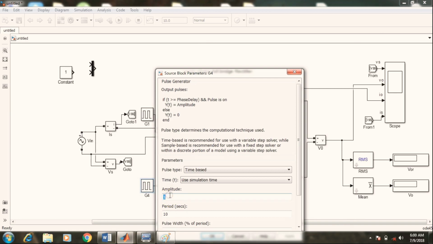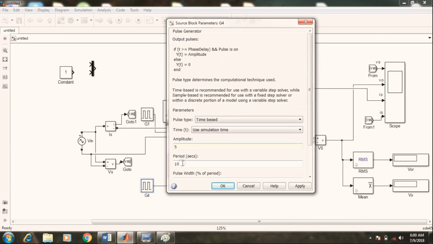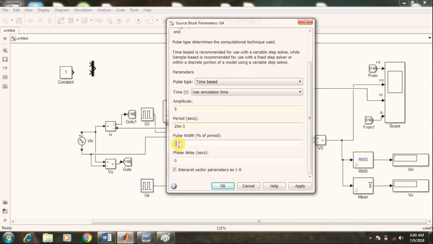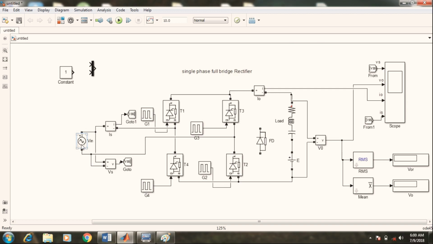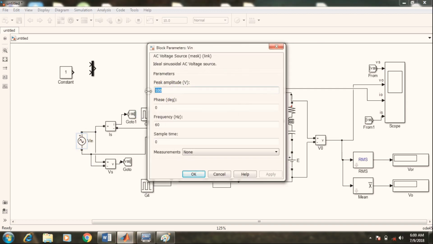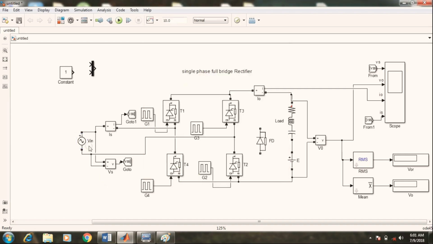For G4 also the same: 5, period is 20 e minus 3, pulse width 20, phase delay 11.66 milliseconds. Apply. Next, what is the supply peak? So we need to set all the values. So source voltage is 230 volts, frequency 50 Hz. Phase delay, there is no phase delay, so we don't want any measurements. Apply. Okay, that is the Vin.